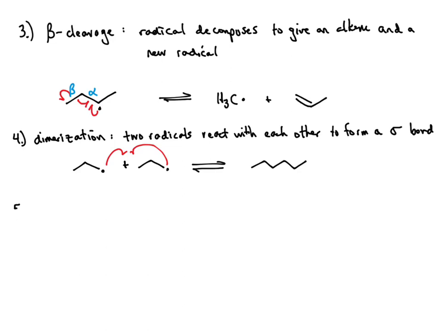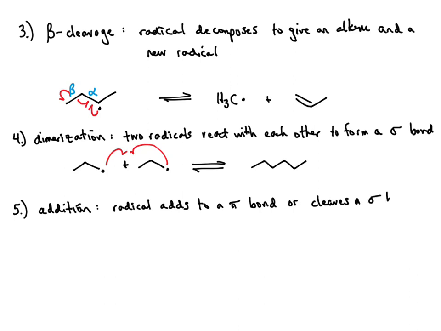And the last type of reaction that we have for radicals is known as an addition. In an addition reaction, this is a process by which a radical either adds to a pi bond or cleaves a sigma bond, all right, to generate a new radical.